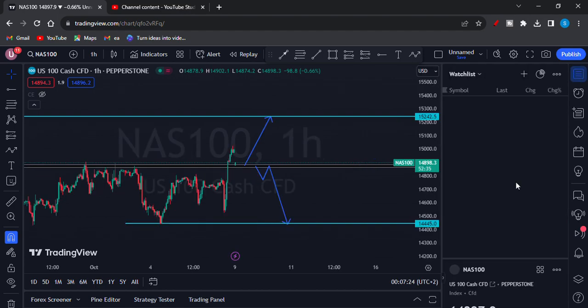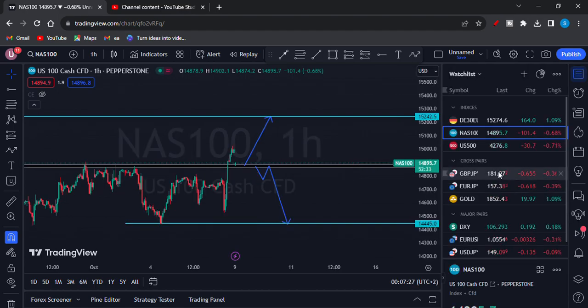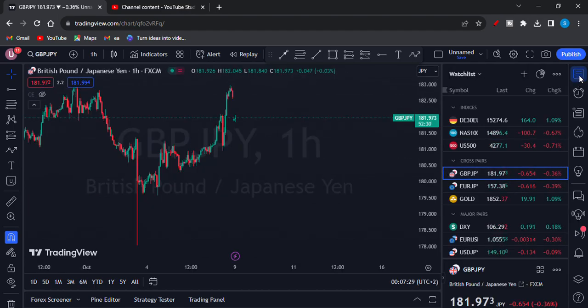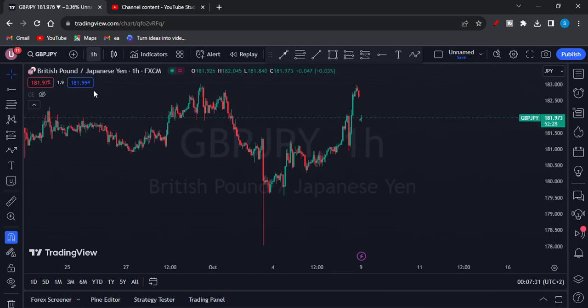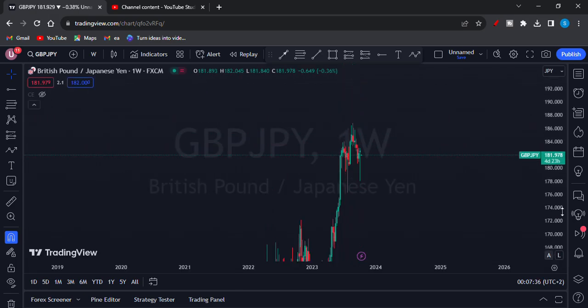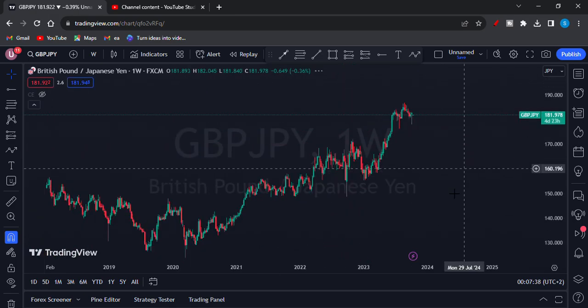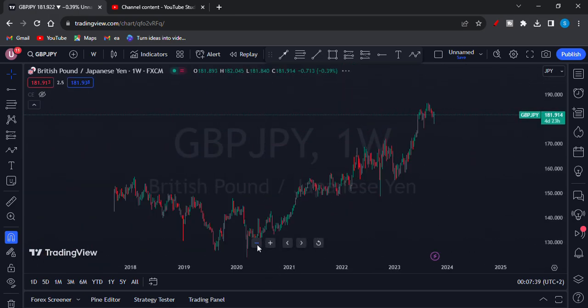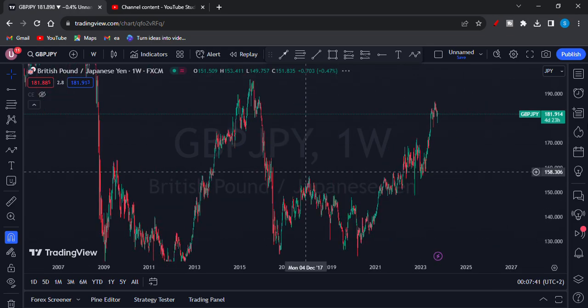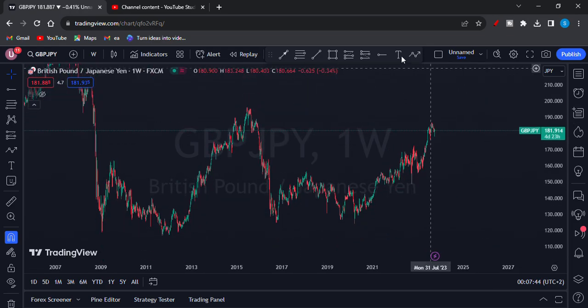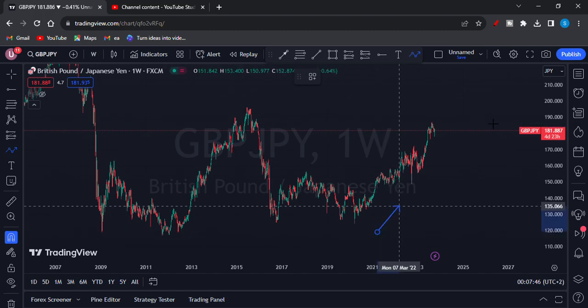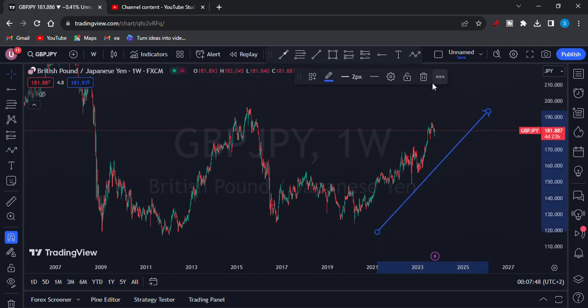Let's go to GBPJPY, and then on a weekly. On a weekly, we are on an uptrend, and then let's go to our 4-hour.